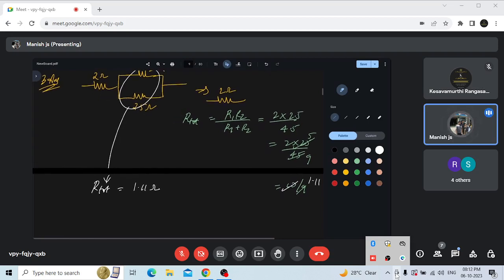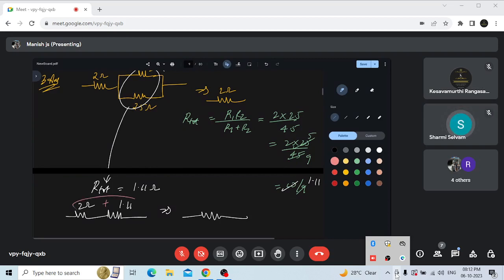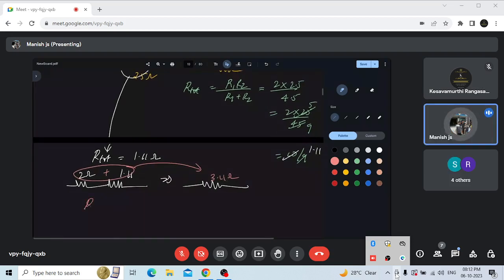Okay. So now combined resistance. You have 2 plus 1.11. How much is that? You just need to add it. When you add, you will get 3.11. 2 plus 1.11 is 3.11 ohms. So the total resistance, that is the effective resistance, is 3.11 ohms.